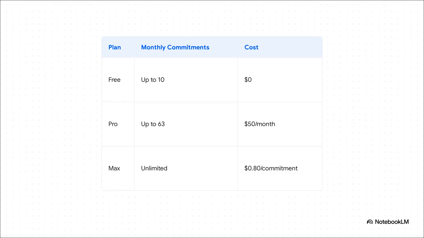And what about the cost? The key word here is scalability. A structure like this means a small new nonprofit can get started for free and then grow into plans that are predictable, whether they're monthly or usage-based. It's designed so the investment always matches how big your operation is. That way, you're never locked into expensive software you haven't even grown into yet.